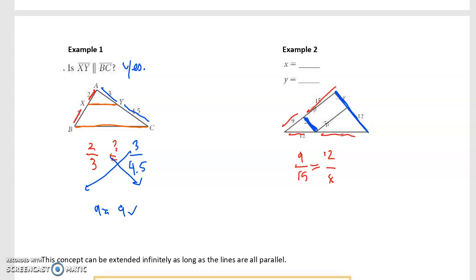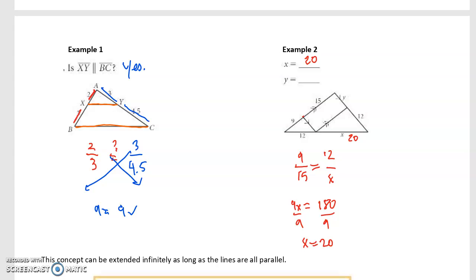To understand the proportion that we're writing here, we look at the segments that are cut by the parallel lines, and we do this top part over bottom is top over bottom. Cross multiplying gives us 9x equals 15 times 12, which is 180, and dividing by 9 on both sides tells us x is 20. I'm going to erase all that and make sure we know x is 20. I'm going to write that in there.